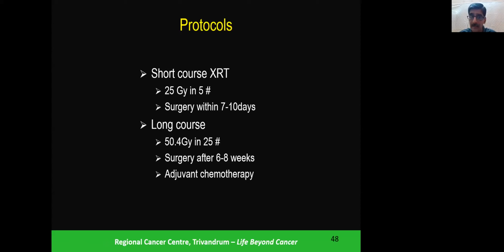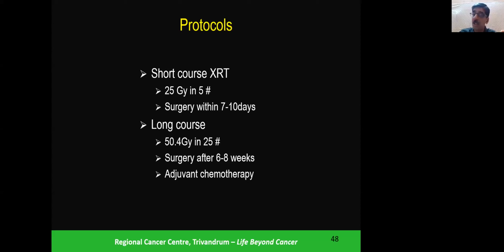This concept should be very clear. Short course RT is 5 days of radiation followed by surgery, no chemotherapy. But if it's long course chemoradiation, then you have 50 gray in 25 fractions, followed by delayed surgery, that is after 6 to 8 weeks. And then after surgery, you will have to give these patients adjuvant chemotherapy. That is a standard protocol.